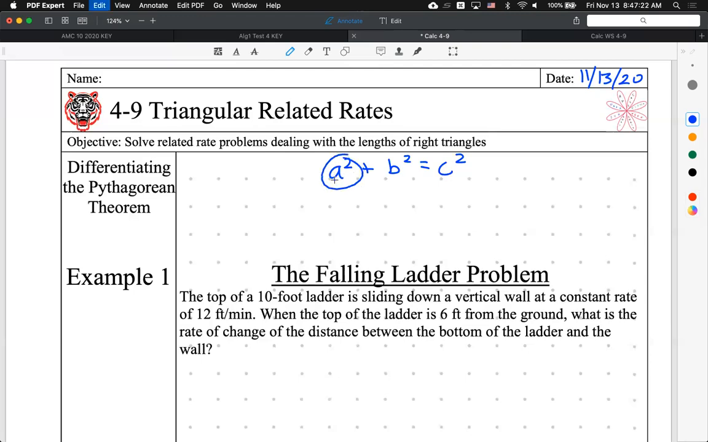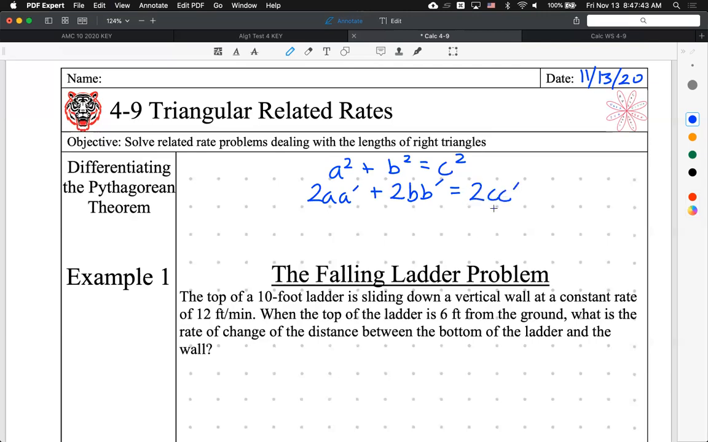What's the derivative of A squared? 2A, A prime. Good. Derivative of B squared? 2B, B prime. And you do equal to, and then derivative of C squared is?